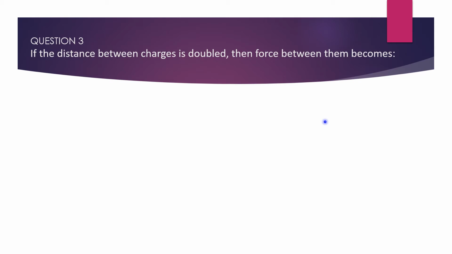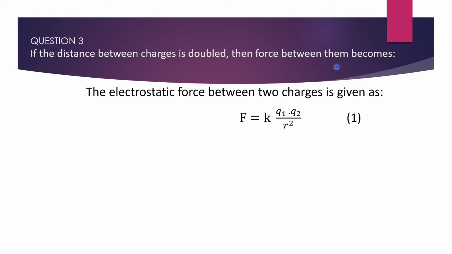Question 3 is if the distance between charges is doubled, then the force between them becomes. Now, recall that electrostatic force between two charges is given as F is equal to K Q1 Q2 over R square, where Q1 and Q2 are the two charges in coulombs, R is the distance between them in meters, and K is the Coulomb's constant. Mark this as equation 1.